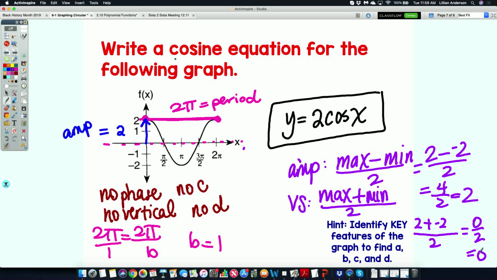So it's like if you're saying, Ms. Anderson, just give me the formula. I can do this. There's formulas to find A and D. You already have formulas to find C and B. Okay? Questions?